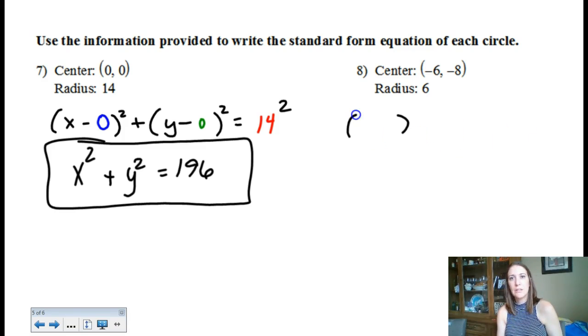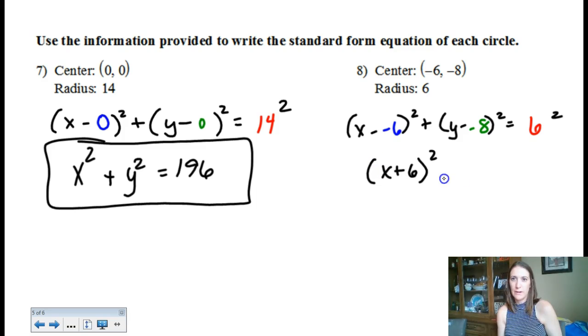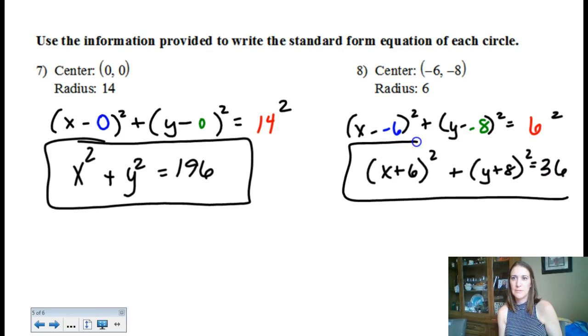So here, again, filling in the skeleton of the formula, that's fine. Careful on the h and k though, because you have a -6 for the h, and then -8 for the k, and then a 6 for the radius. So simplifying this, we're going to have x plus 6 squared, and then y plus 8 squared equals 36. Simplified version.